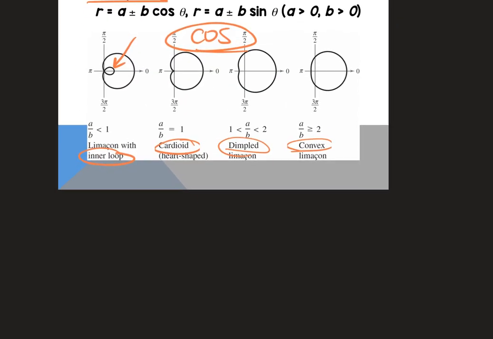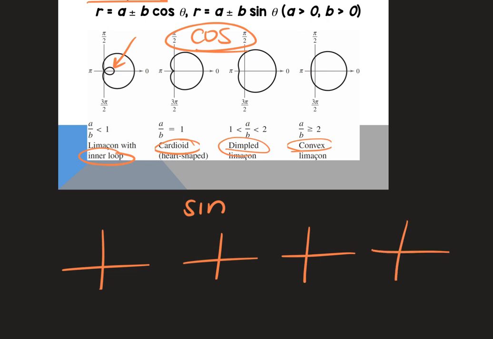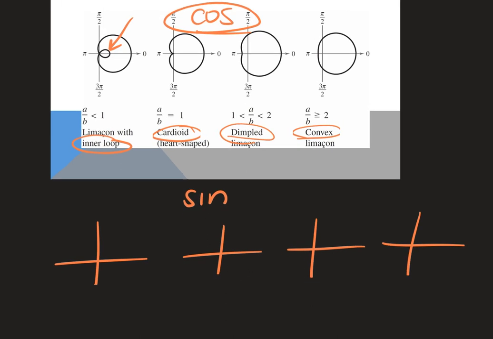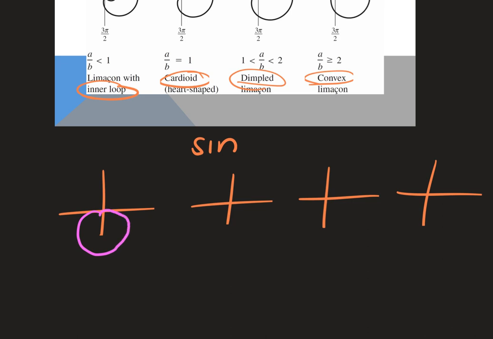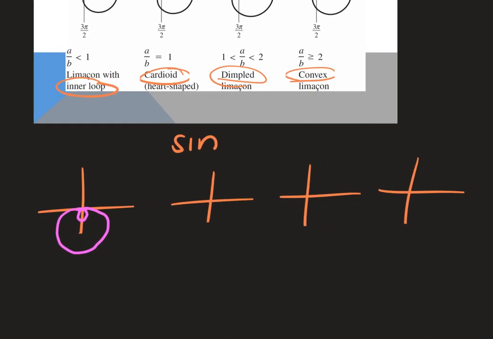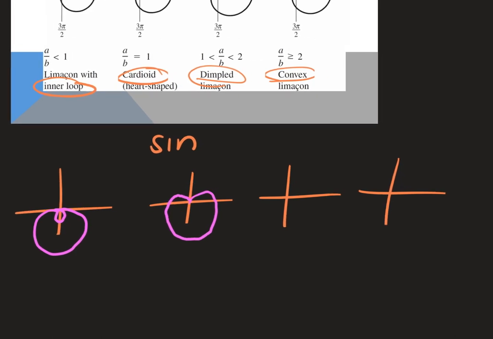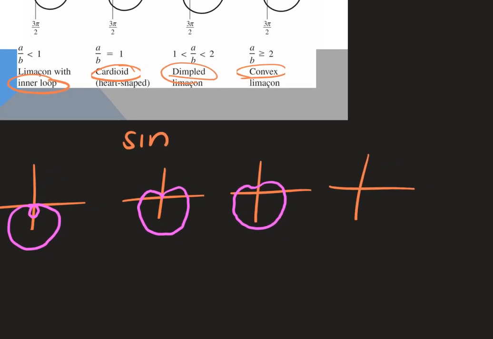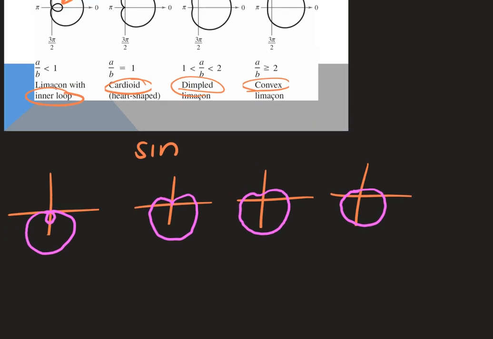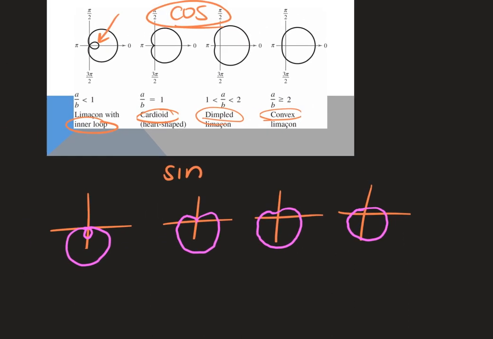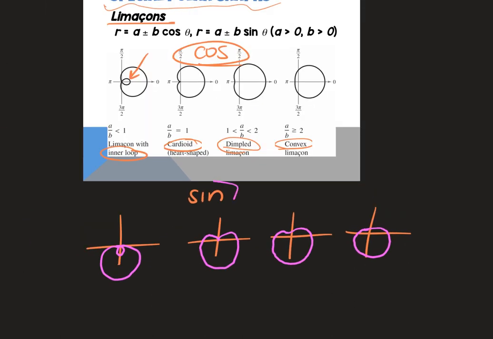If it was sine, and I was to graph these, now the inner loop is going to happen at the top. So it looks kind of like this. Or the heart will happen at the top, and it will look a little bit like this. Or the dimpled one happens at the top, and it looks like this. Or it's flat at the top, and it looks like this. Or they flip upside down. Either it happens at the top or it happens at the bottom, okay? And these would all be sine.